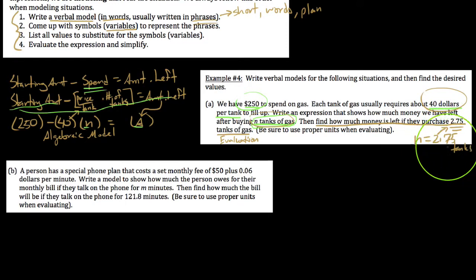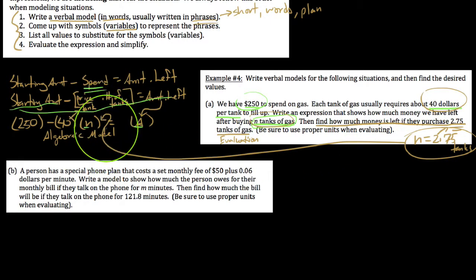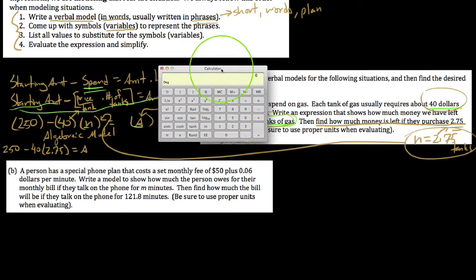And we want to make sure we write units. So we say, well, if that's the case, let's go ahead and evaluate this expression on the left. This would be 250 minus 40 times 2.75. This would be the amount we have remaining. And of course, there's nothing wrong with doing this on a calculator.